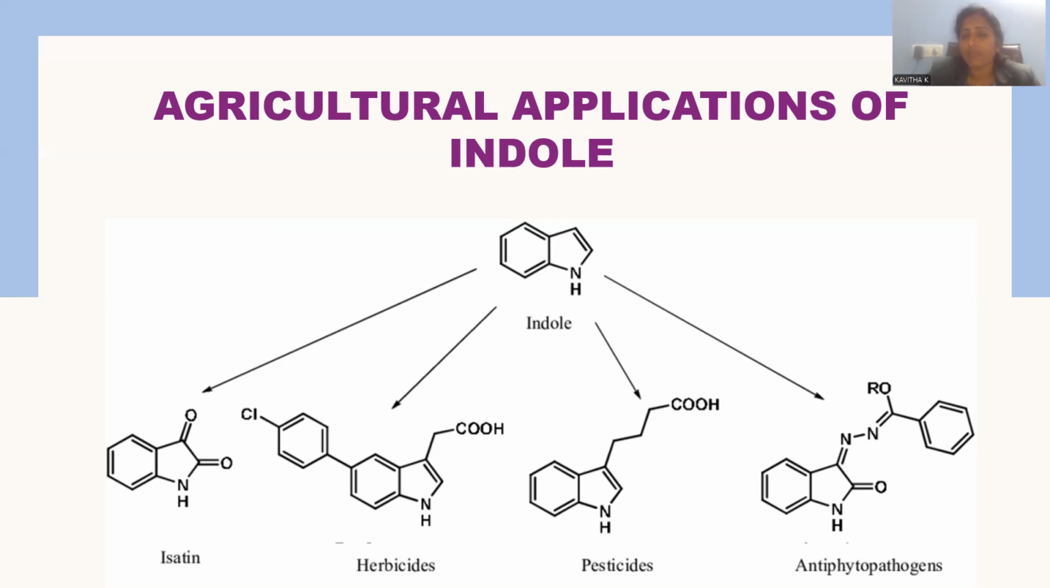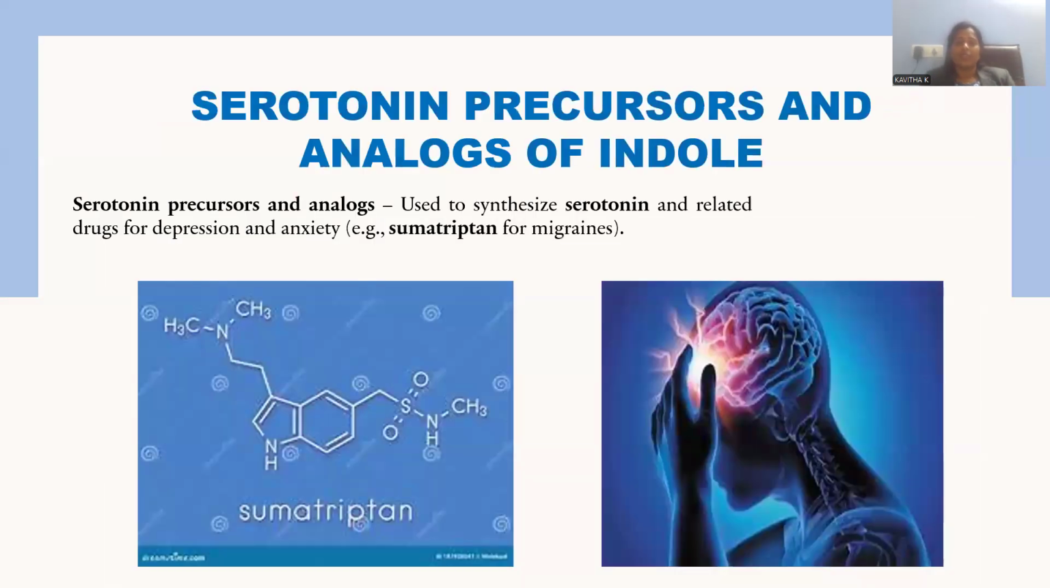Anti-phytopathogens will be there. Phytopathogen, in the sense which causes diseases on the plants, are called phytopathogens. That kind of agent is also there, which is a compound of this indolinone, right? So this is the way agricultural applications are also more proficient for this indole molecule. Serotonin precursor for analog of indole is taken.